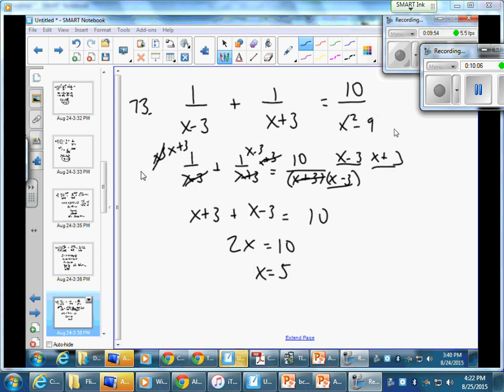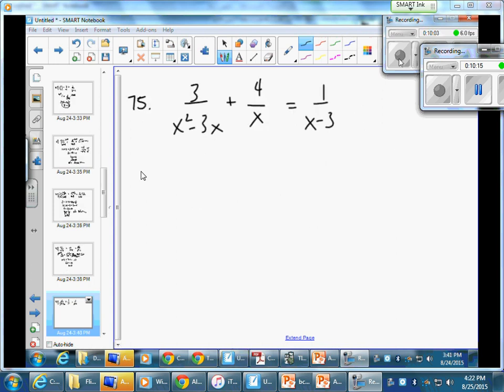All right, on to problem 75. Okay, 75: 3 over x squared minus 3x plus 4 over x equals 1 over x minus 3. So the first thing I need to do is factor that first term. If you look at x squared minus 3x, both of those terms have x, so I can factor that out. And x squared minus 3x becomes x times x minus 3, and then everything else stays the same.